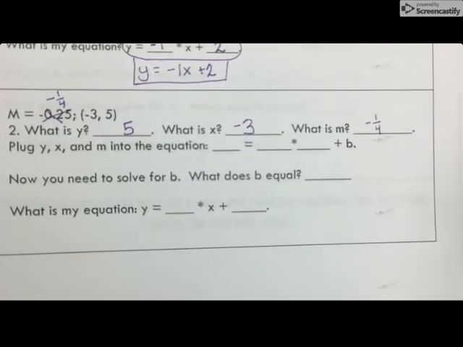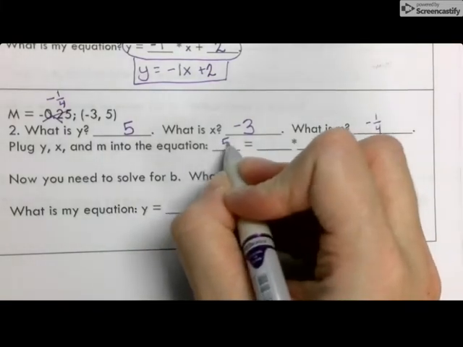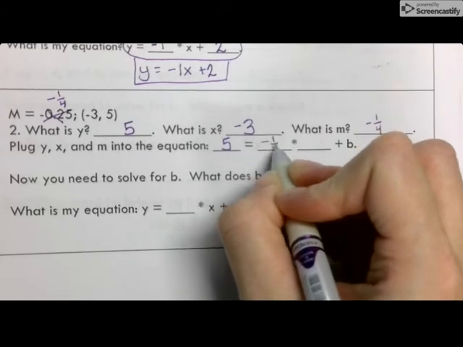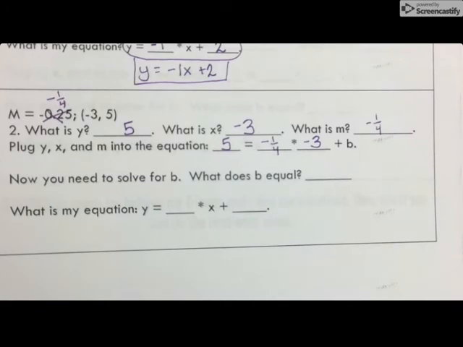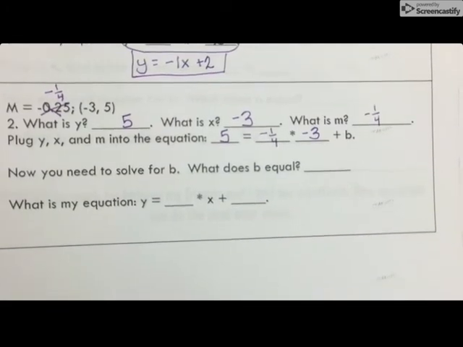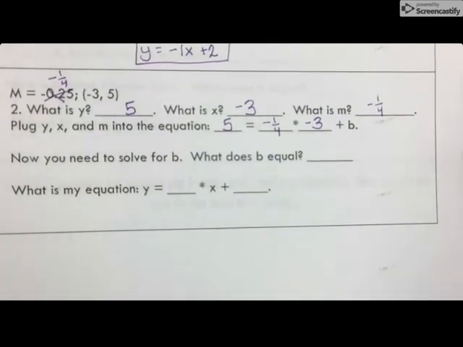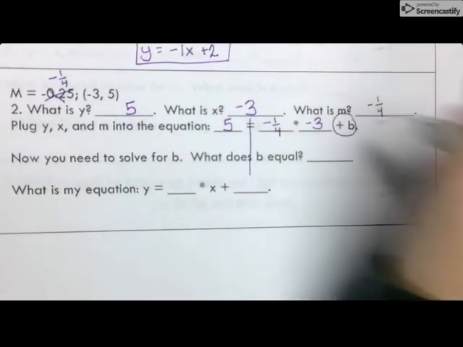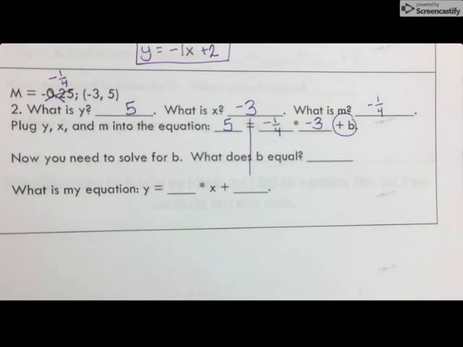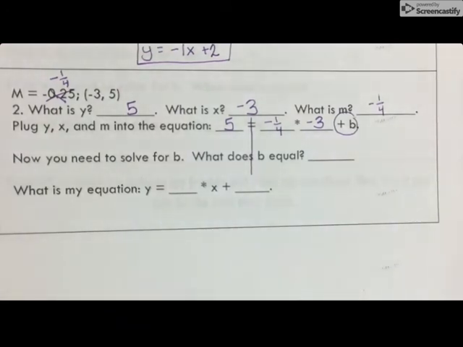Now we are going to plug in everything. So our y is 5, our m is -1/4, our x is -3, and that's going to be plus b. Now you need to solve for b. So I'm going to draw my barrier. I'm going to circle b. What is negative 1/4 or negative 0.25 times negative 3?